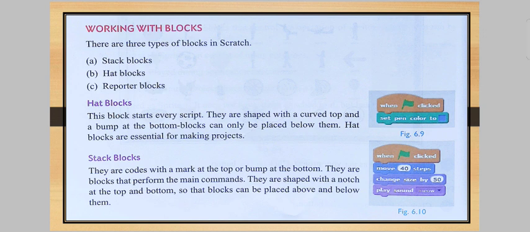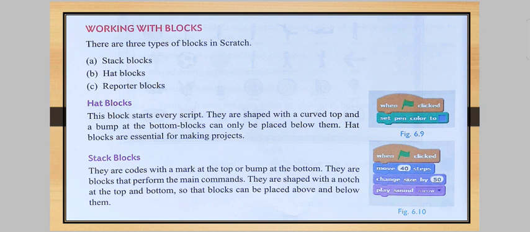So first is head blocks. These blocks start every script. They are shaped with a curved top and a bump at the bottom. Blocks can only be placed below them. Head blocks are essential for making projects.